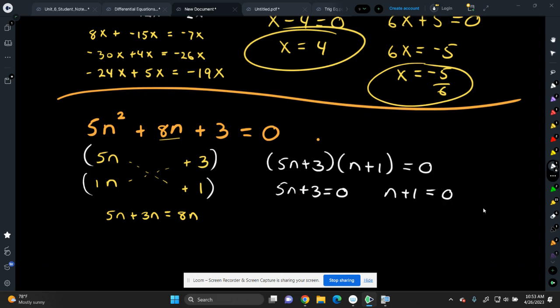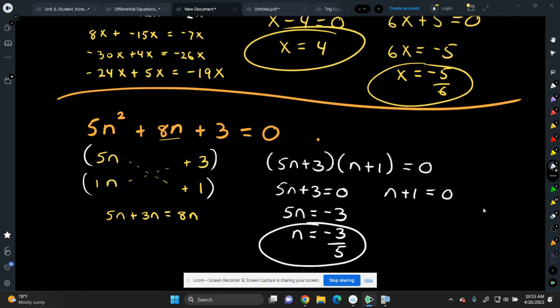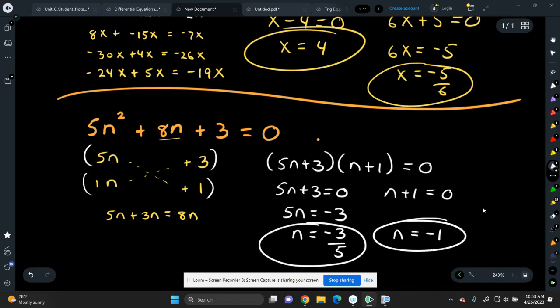So we're going to subtract 3 from both sides. 5n equals negative 3. And then we're going to divide by 5. n equals negative 3 over 5. There's one of my answers. And the other one, we're going to subtract 1 from both sides, so n equals negative 1. There's my other answer. Okay?